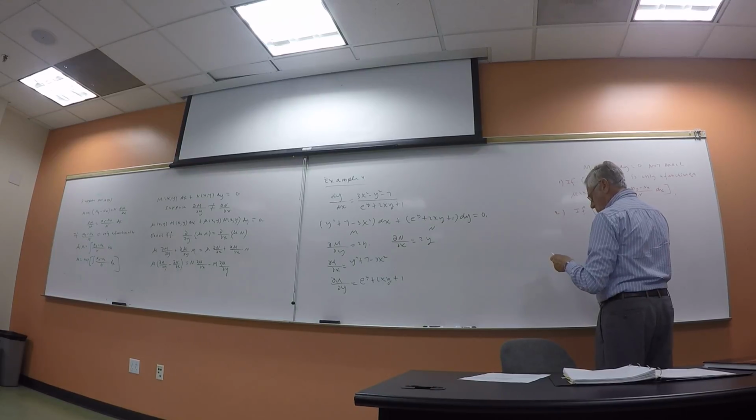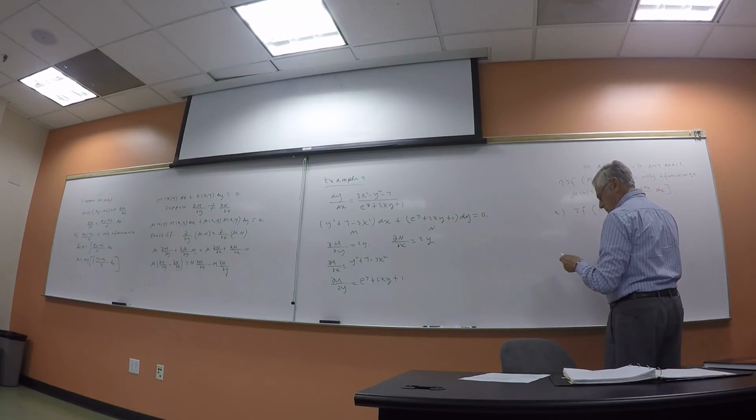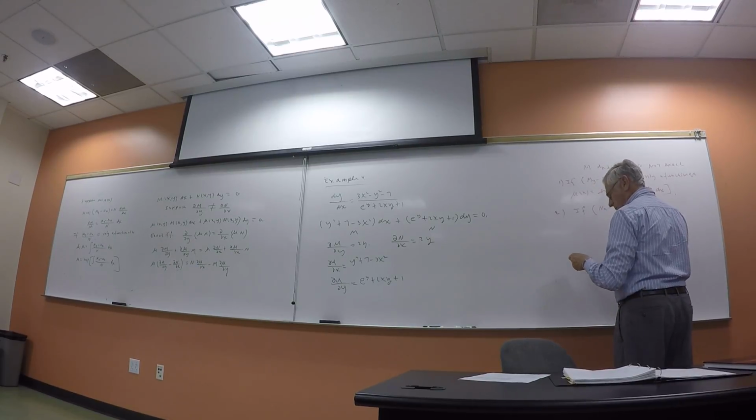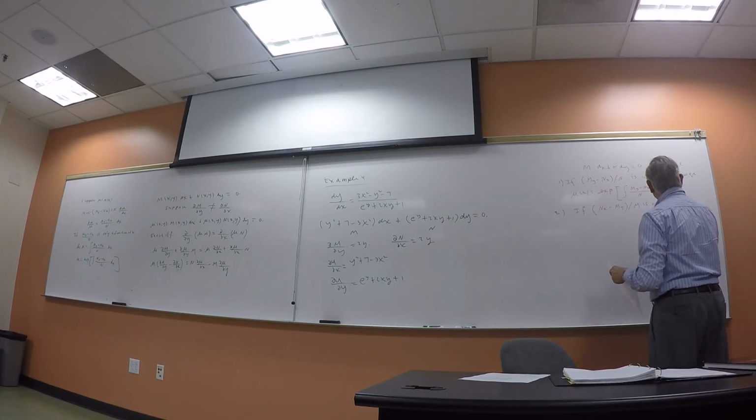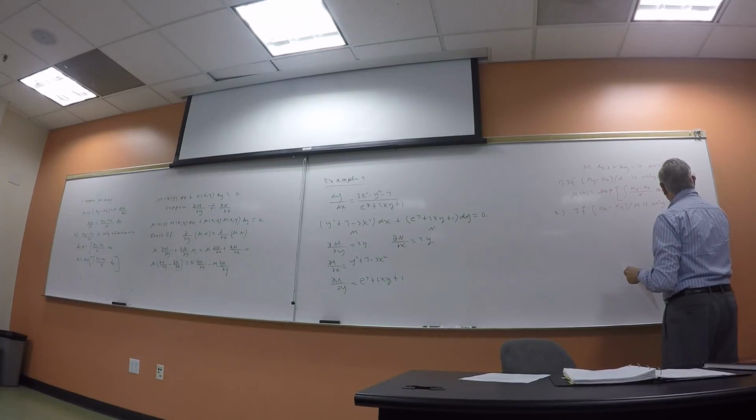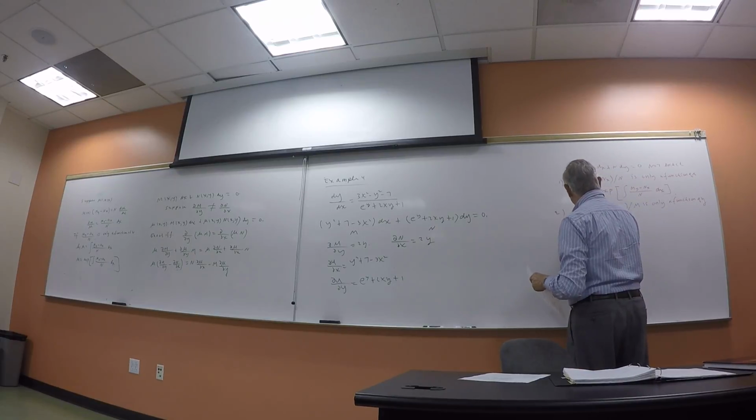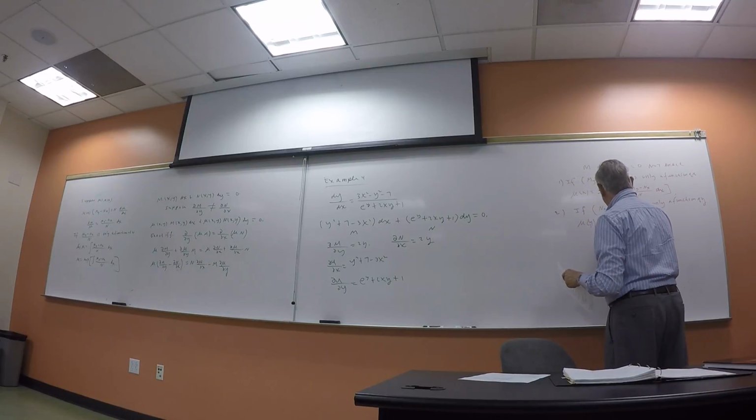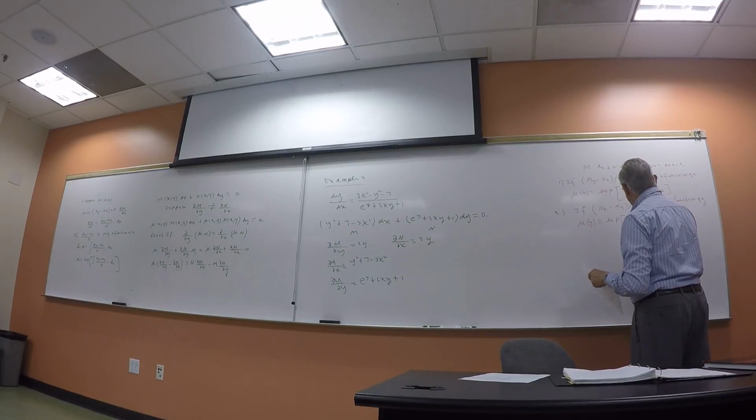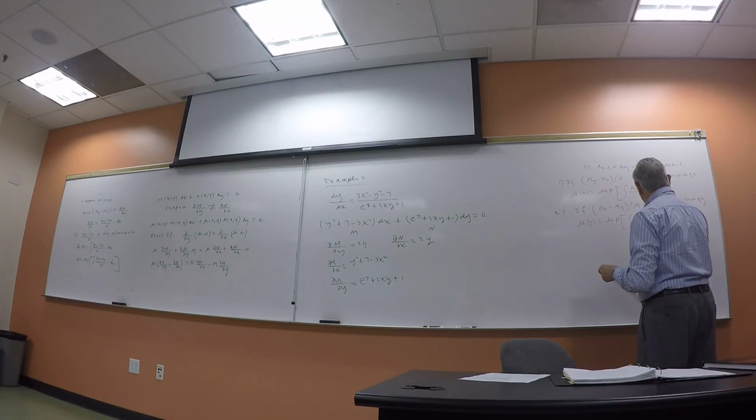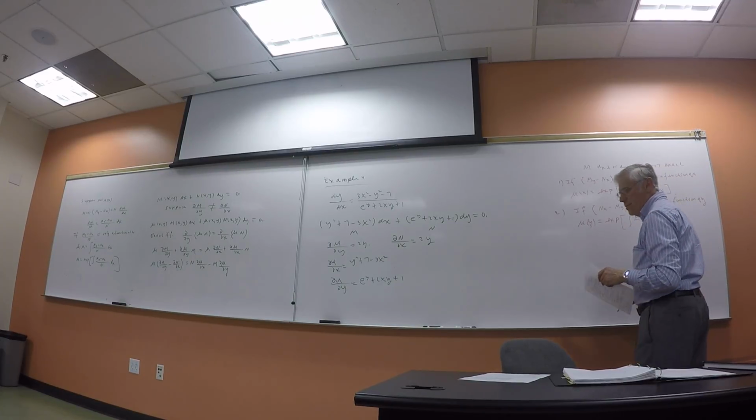Partial n partial x minus partial m partial y over m is only a function of y, then we have an integrating factor, mu of y, given by the following. It's given by the exponential of the integral of partial n partial x minus partial m partial y divided by m dy. Okay?